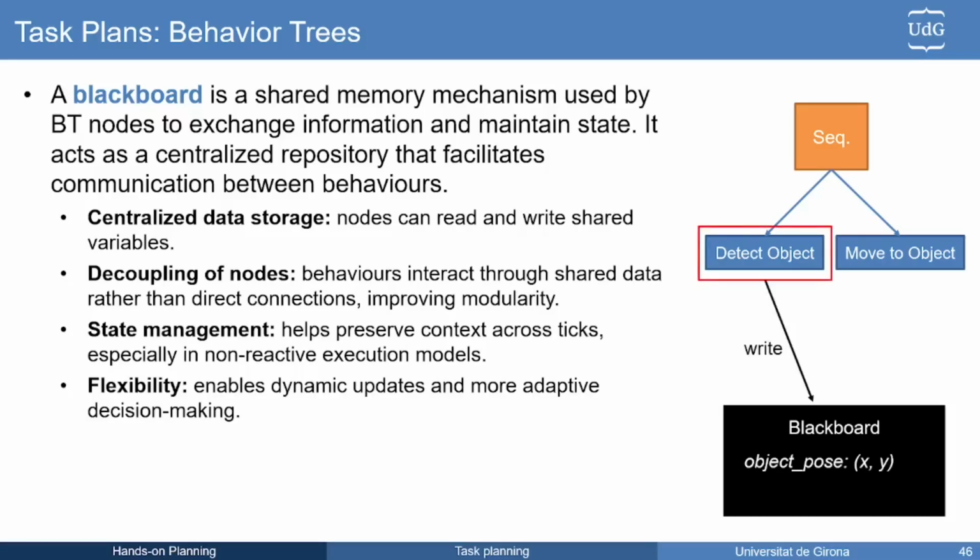Imagine the detect objects behavior writes in the blackboard the position of the object, the X and the Y, and then when the move object is executed, the first thing it does is just read in the blackboard where the position is. This allows a lot of decoupling.